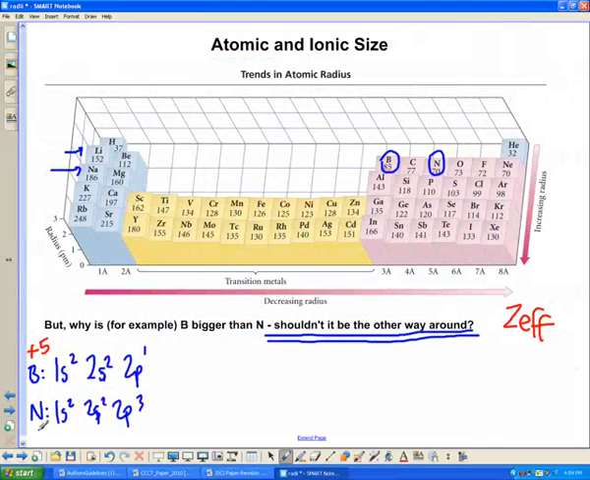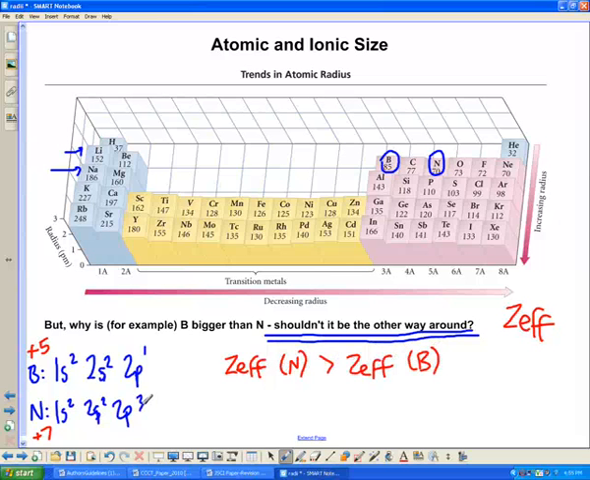Inside the nitrogen nucleus we have 7 protons. So that means in nitrogen we have a higher charge pulling on those outer electrons than we do on boron. Which means the effective nuclear charge felt by the electrons in nitrogen is higher than it is in boron. In other words, the effective nuclear charge for the outermost electrons in nitrogen is bigger than what it is for those outermost electrons in boron.